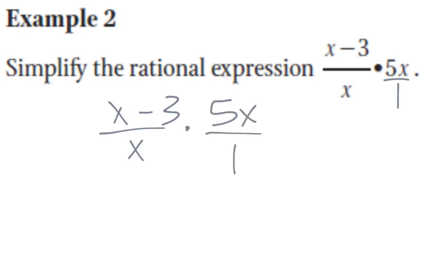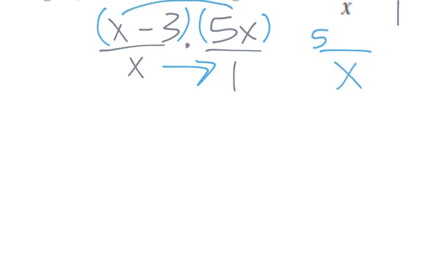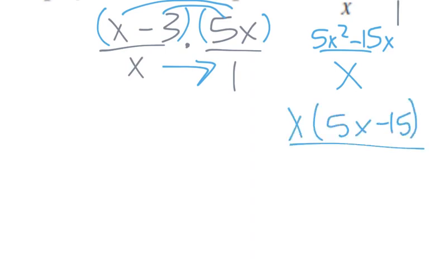Okay, I'll show you, I guess, the longhand version first. So we would multiply across, get an x on the bottom. X times 5x would be 5x squared. Negative 3 times 5x would be negative 15x. Okay. Then maybe I would realize that each term here has an x. So I could pull out an x and have 5x minus 15 over x, and those would cancel out.